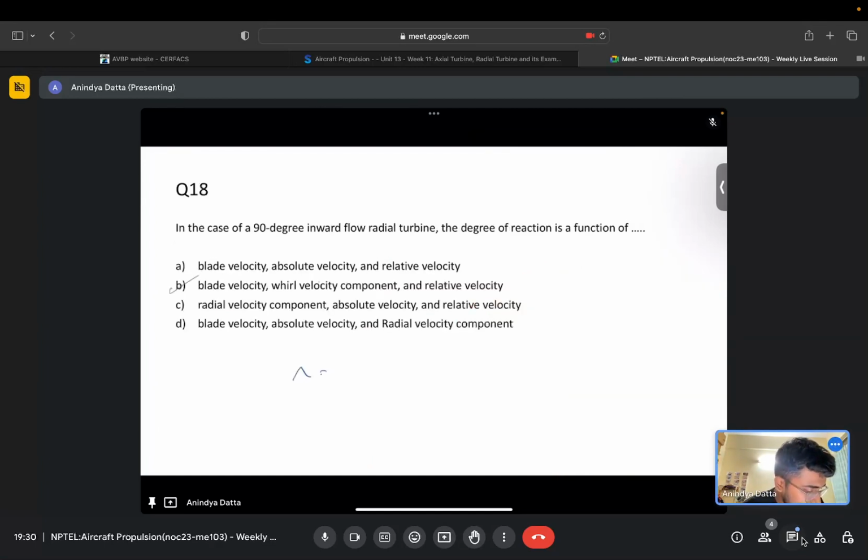Let me write it once again. This we can write as the kinetic energy change because of blade velocity, the kinetic energy change because of absolute velocity, sorry, relative velocity, divided by Ws, and Ws is CW2 U2. So we have blade velocity U, whirl velocity CW, and relative velocity V. That's why the correct answer is option 18b. Is this clear so far? Any doubts, questions?